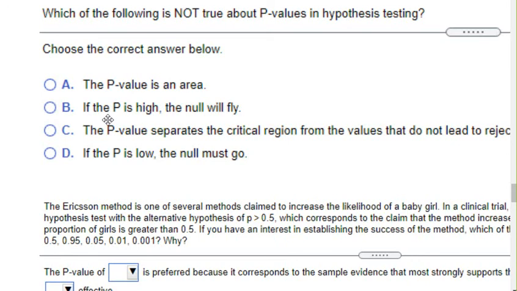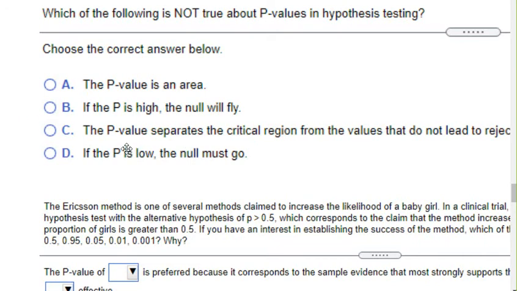Yeah, B and D. If the p-value is high, the null will fly, meaning you're not going to reject H0 if the p-value is high. If the p-value is low, H0 must go. Or the p-value is low, the null must go. So B and D, we can throw all those out.